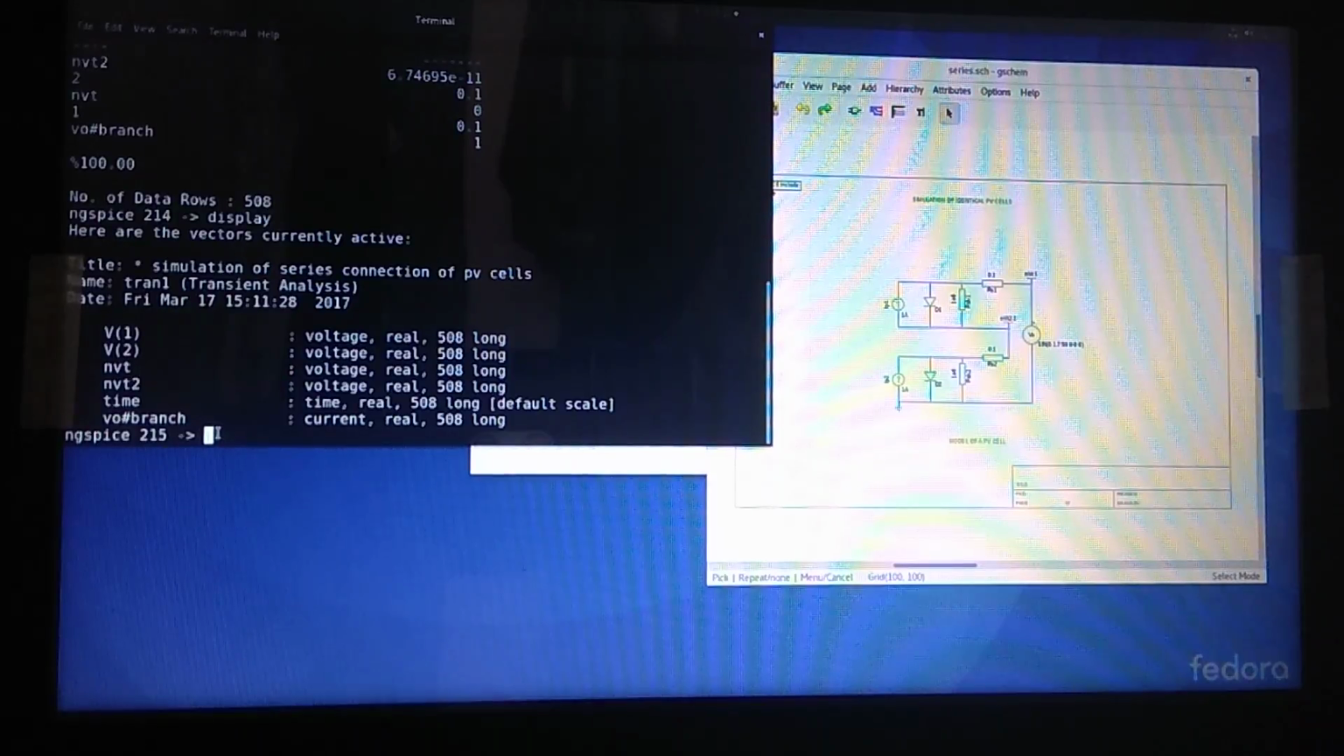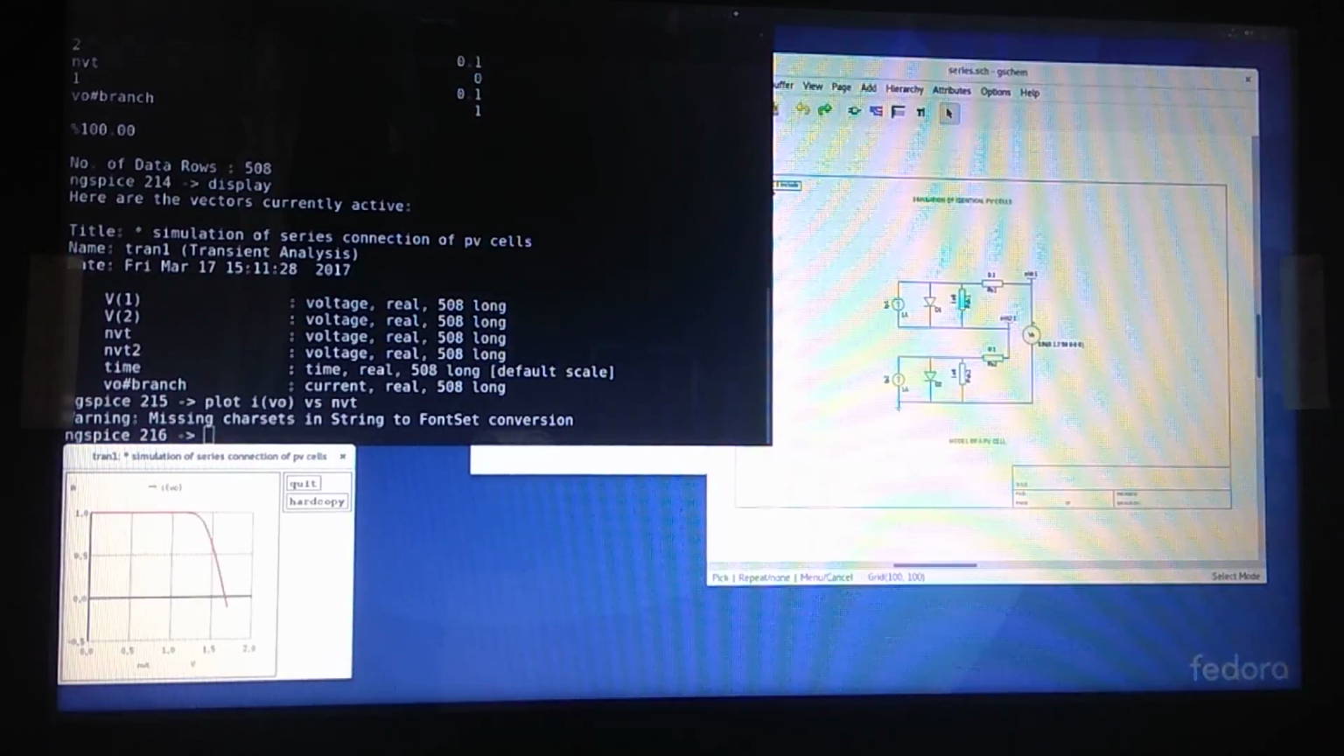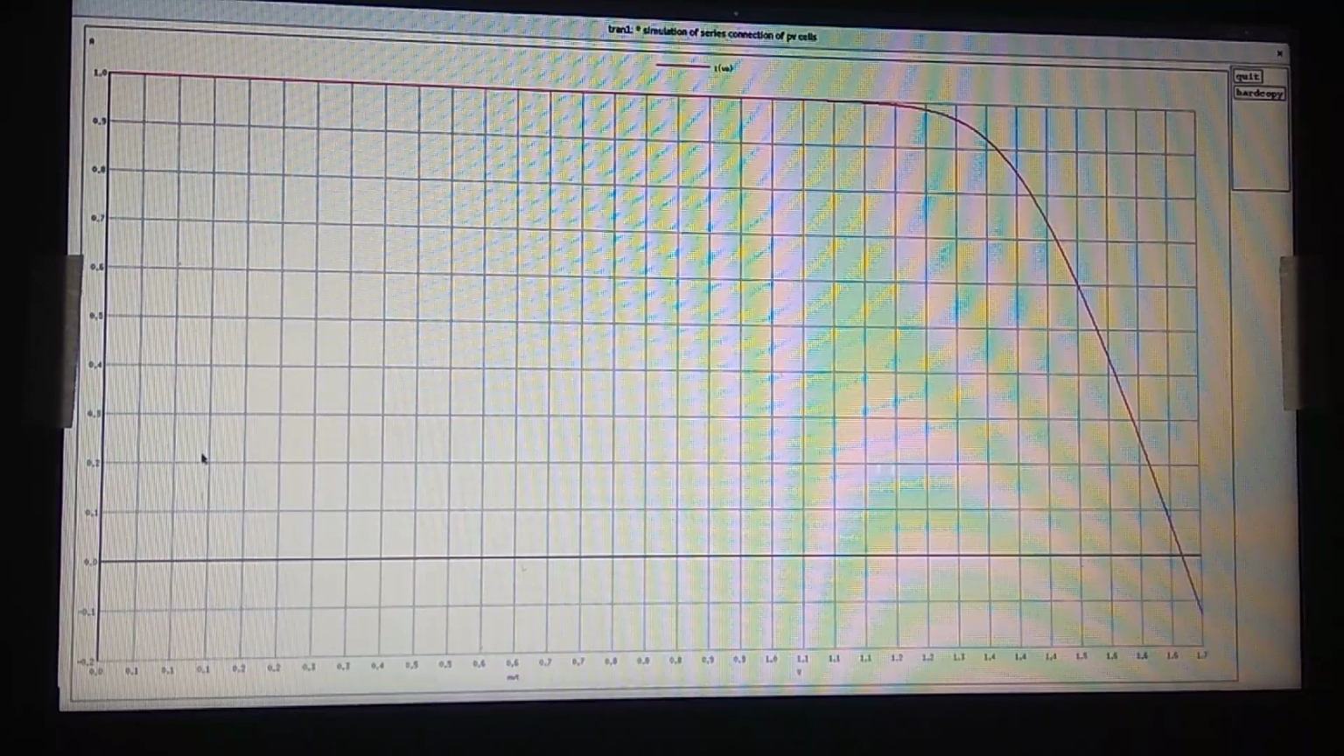So let us plot current V0, through the V0 source, versus NVT. So we get a plot out like this. So rather than seeing a single plot, we can see a group of plots which will give you a kind of relative idea of the various things. So let me quit this.